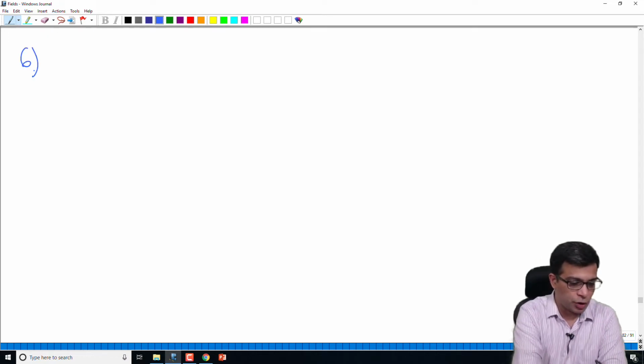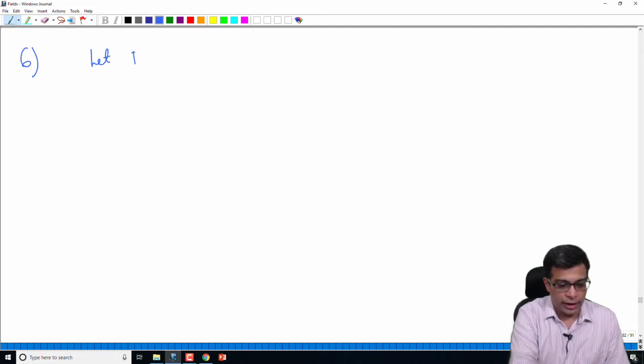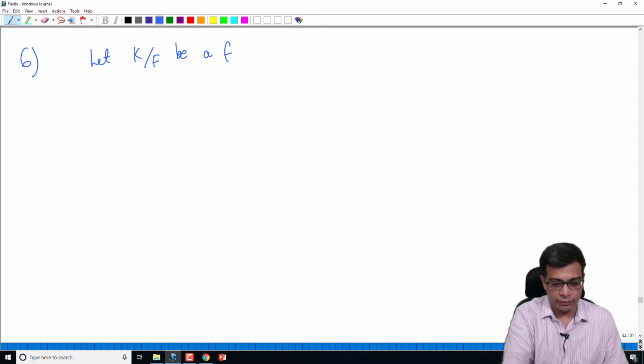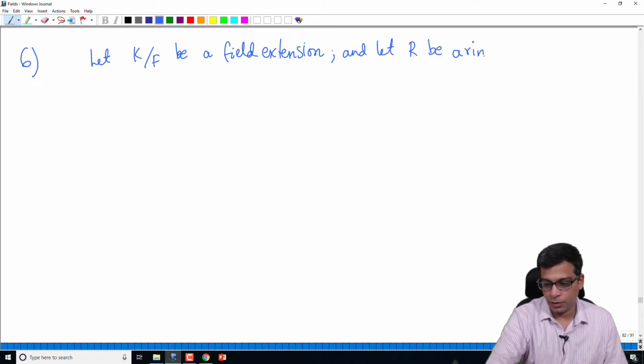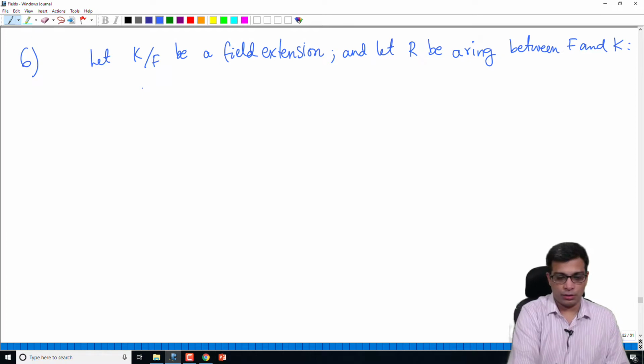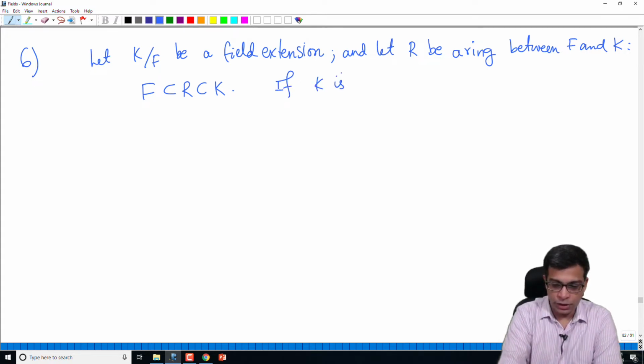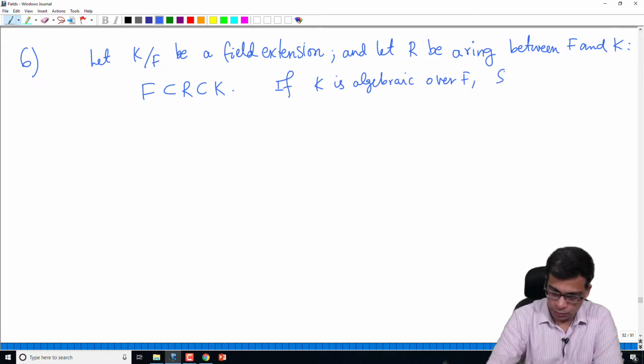So this is the sixth problem. Let K over F be a field extension, and let R be a ring between F and K. I'll explain what that means: F is contained in R, contained in K. So F and K are fields and R is in between them. If K is algebraic over F, show that R is also a field.